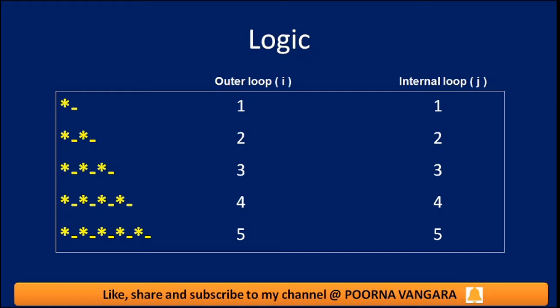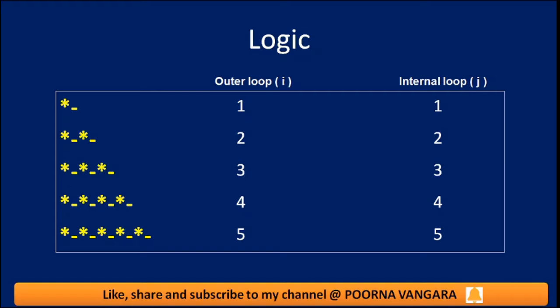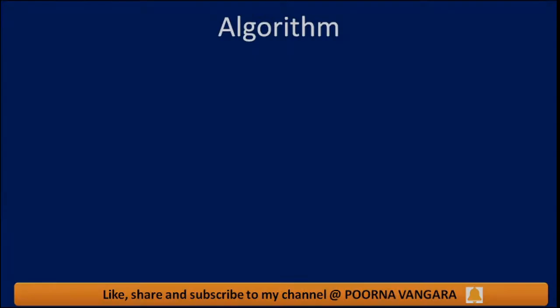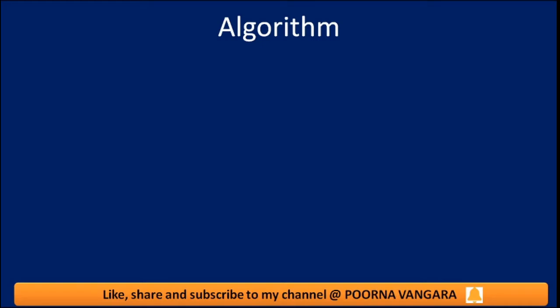So you can clearly understand, i is following 1 2 3 4 5 and j is also following 1 2 3 4 5. So now j is equal to i. Now let us see the algorithm. Here I am using C language syntax for the algorithm. You can use any language.